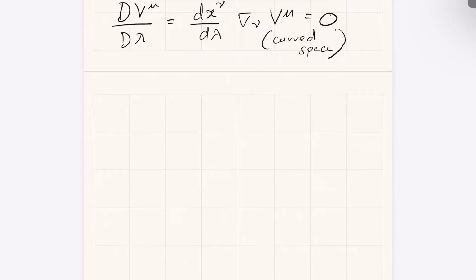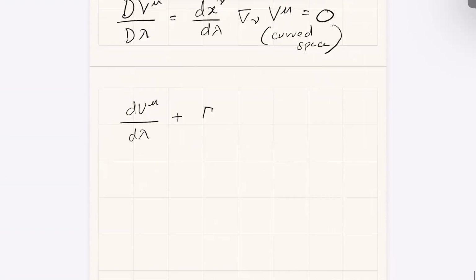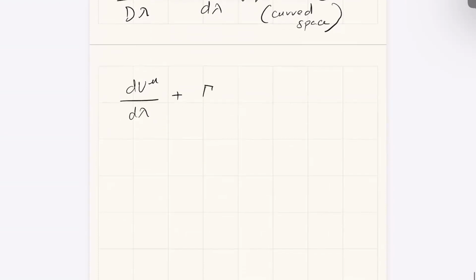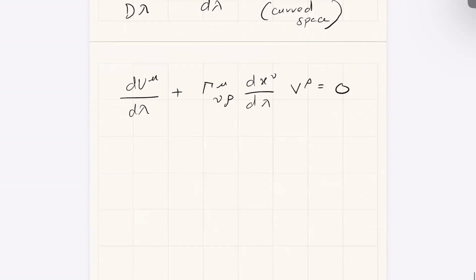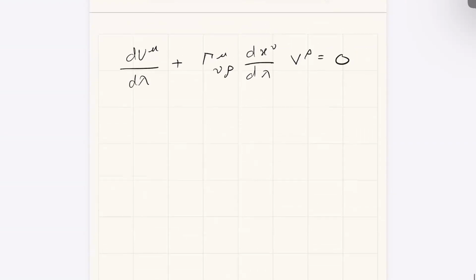In that case, I can write out the covariant derivative in the following way. The equation of the parallel transport that I've written will boil down, once I expand the definition of the covariant derivative, introducing the Christoffel symbols and so on, to this particular equation. This tells us that the components of the vector will now change along the curve, and this change will be determined by this connection, which is the Christoffel symbol.